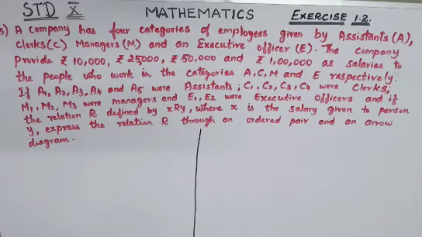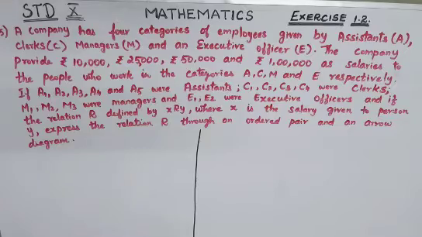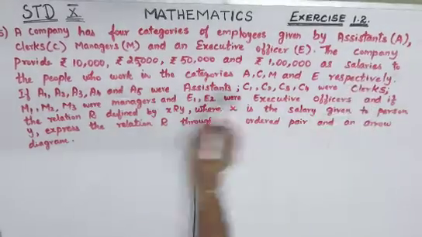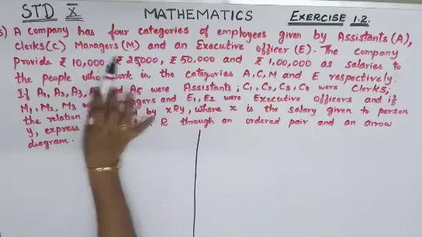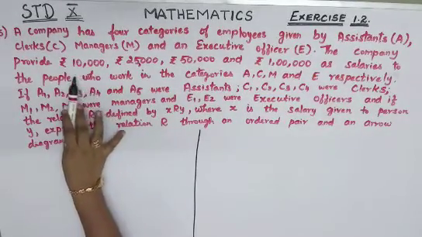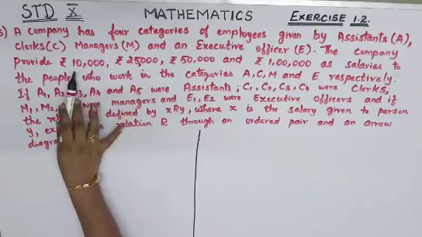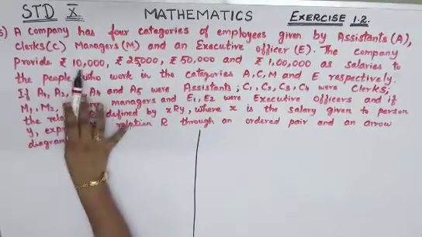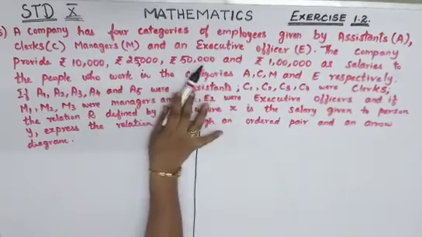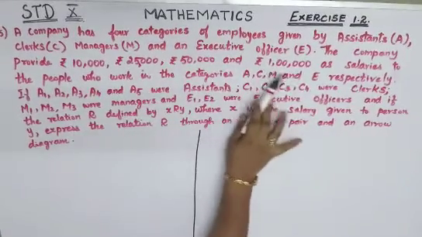Little big question, but the answer is smaller only. So I'll just explain the question first. So the company has employees. The categories of the employees are assistants, clerks, managers and executive officers. So they will have to pay salary. The salaries are given. First, for assistants it is 10,000. For clerks it is 25,000. Managers 50,000 and executive officer it is 1 lakh.